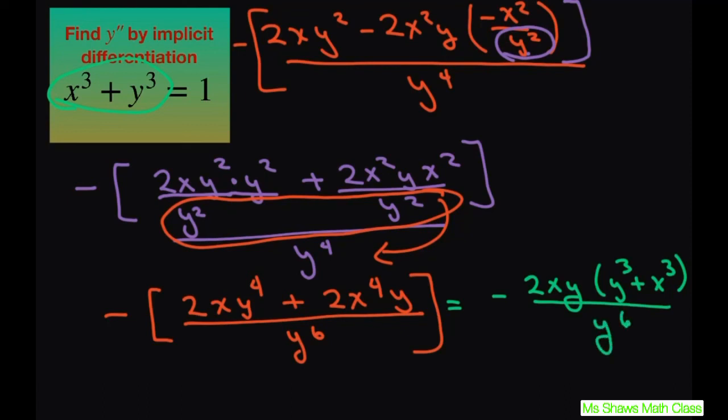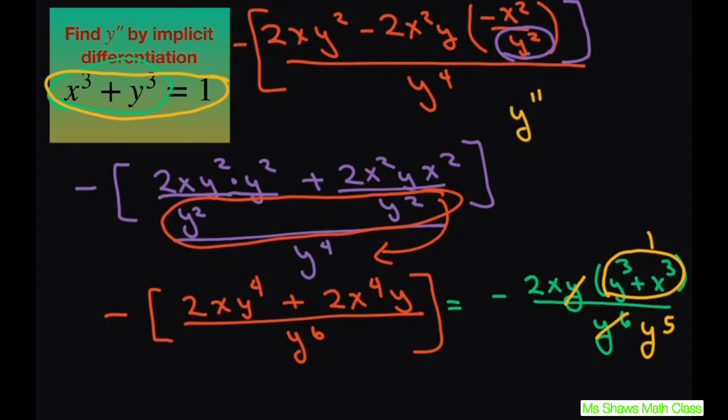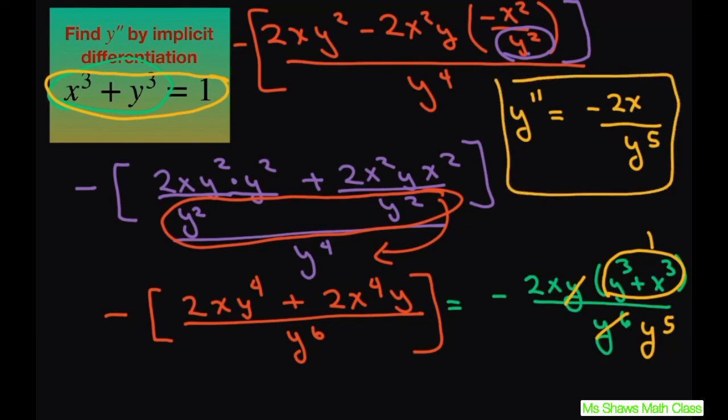All right. Well, this equals 1. You have to use your original equation. It goes back to 1. And then also this y goes into y to the 6th, which turns it into y to the 5th. So my final answer is y double prime equals negative 2x divided by y to the 5th. And that's your final answer.